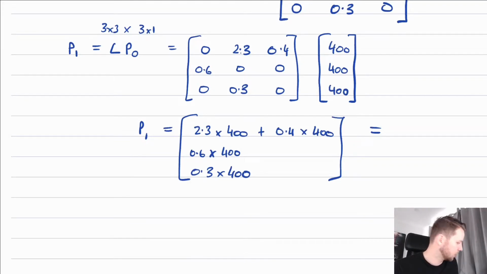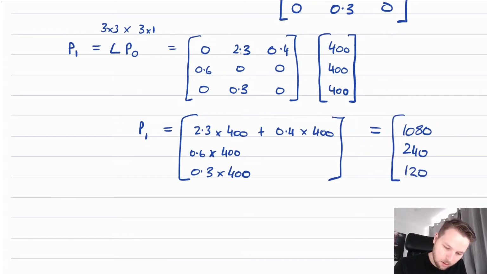2.3 times 400 plus 0.4 times 400, let me just grab my calculator, is going to give us 1,080. And then 0.6 times 400 is 240. And 0.3 times 400 is 120. So that is our new population after the first 3-year time period. And of course, we can do this again.